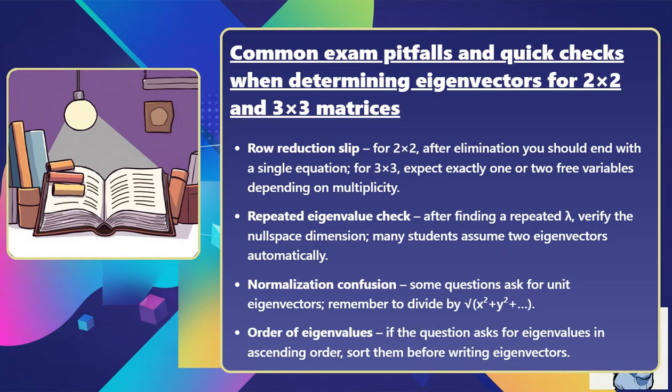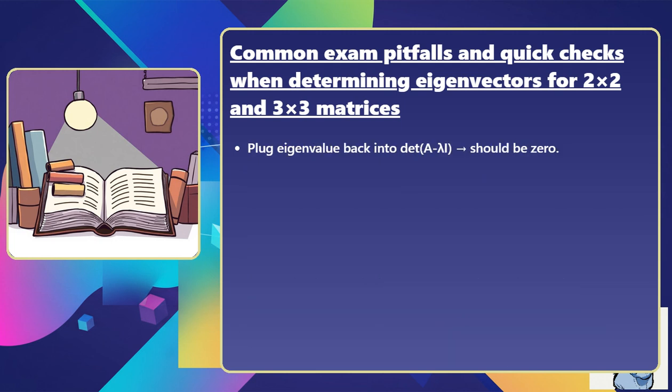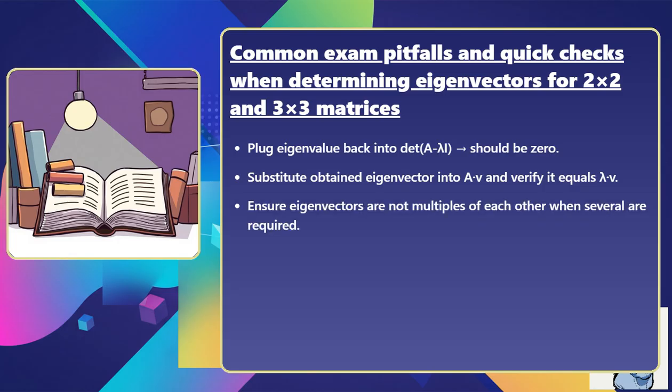Order of eigenvalues. If the question asks for eigenvalues in ascending order, sort them before writing eigenvectors. Plug the eigenvalue back into the determinant of A minus lambda I, which should be 0. Substitute the obtained eigenvector into A times v, and verify it equals lambda times v. Ensure eigenvectors are not multiples of each other when several are required. For 3 by 3, verify you have 3 eigenpairs counting multiplicities.